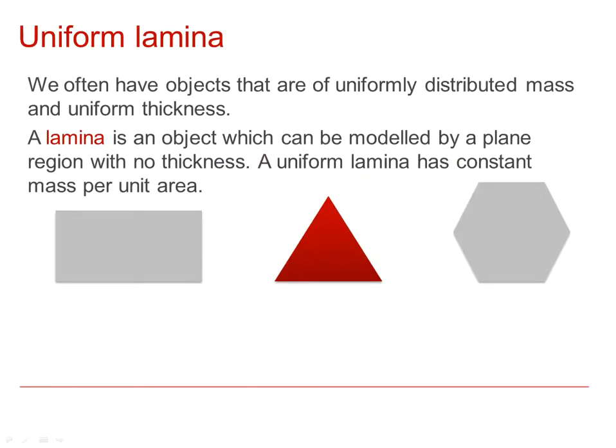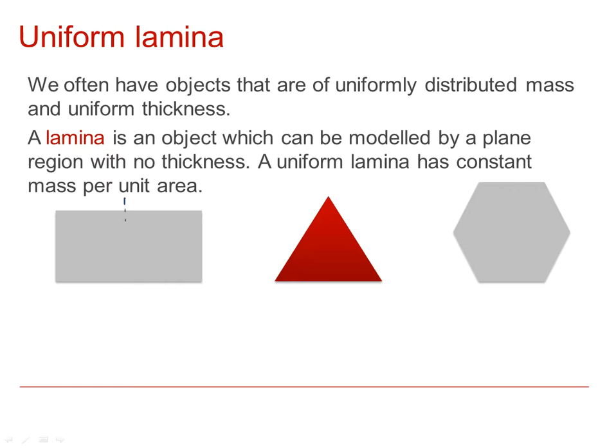By a lamina then we mean an object which can be modelled as a plane which has got no thickness. So it's really a two-dimensional object, which of course is a mathematical modelling idea. However, we're considering that this has a constant mass per unit area when it is a uniform lamina. Therefore, by symmetry, we can calculate the positions of the centre of mass of each of these objects.